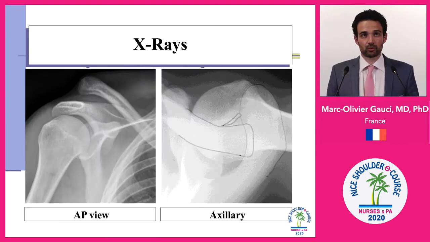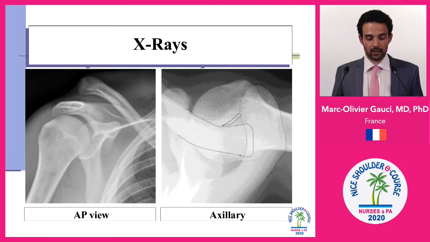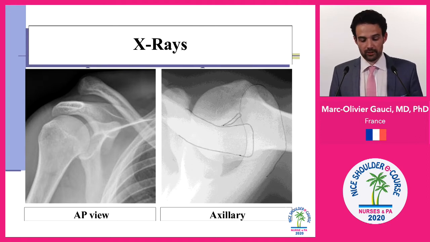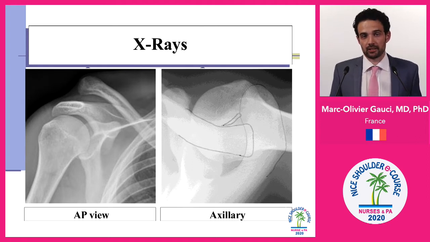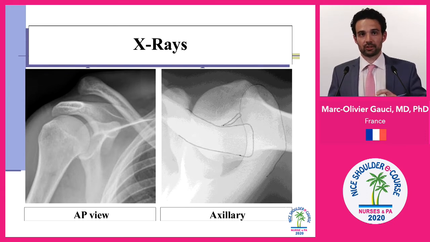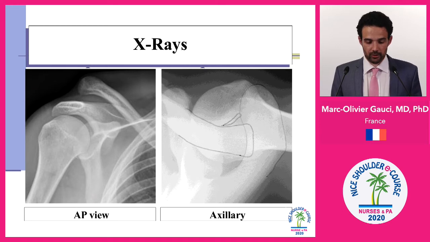It's important also to make X-rays. You can have an en-face view to see how the clavicle is elevated, and you can do an axillary X-ray, especially if you don't have the CT scan, to appreciate the anterior-posterior dislocation of the clavicle.